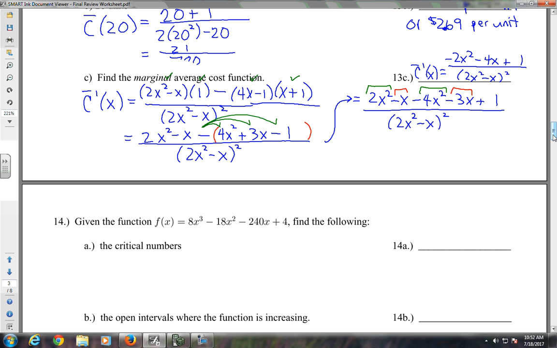All right, so average cost is total cost divided by x. Marginal average cost is the derivative of your average cost function. One more question. What's marginal cost? Marginal cost is the derivative of your original cost function. All right, I hope this is helpful. You're making progress in your study, so hang in there.